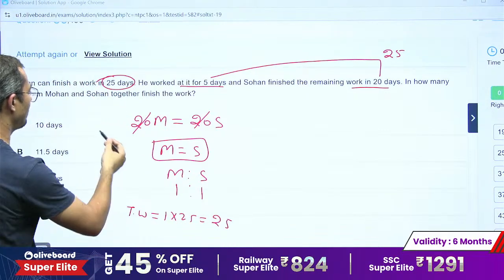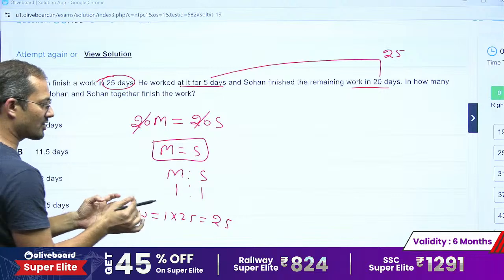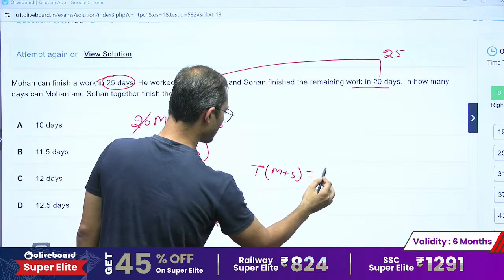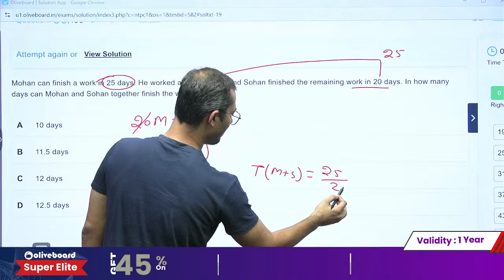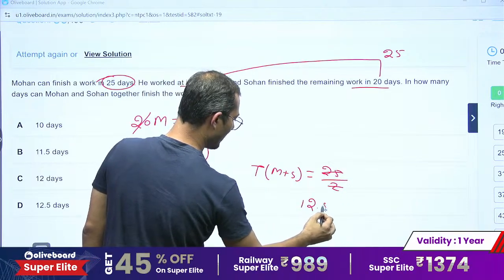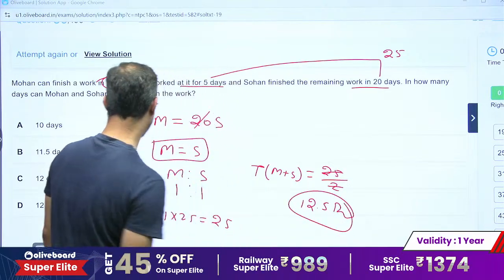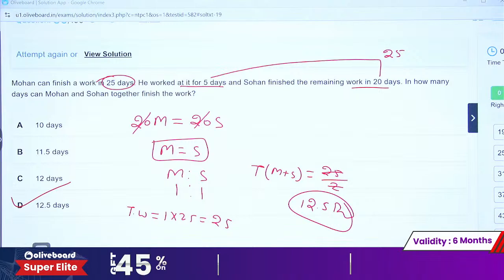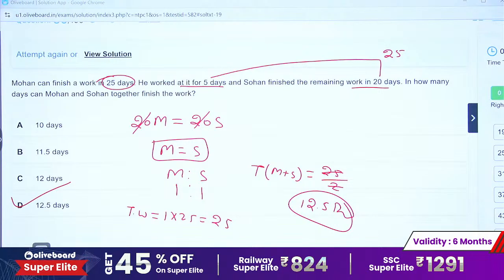Now the question is Sohan and Mohan working together. So total time taken by Mohan and Sohan together is 25 divided by 2. So we can say that 12.5 days is the right answer. D is the right answer. I think this is very much clear to you all.